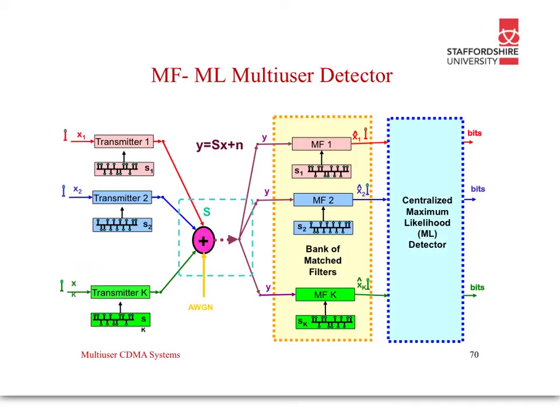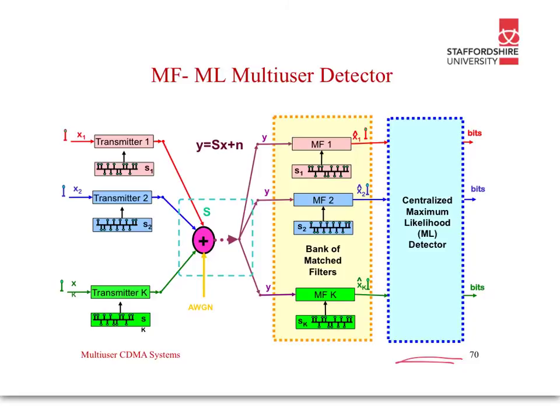Okay, so this is the block diagram of the matched filter multi-user detector. What we have is the same block diagram. However, here at the back we have a centralized maximum likelihood detector, and then it will output what it thought bit 1 was from user 1, from user 2 and from user K. Obviously this needs to be done at a base station because that's where multiple users are being transmitted to a common place.